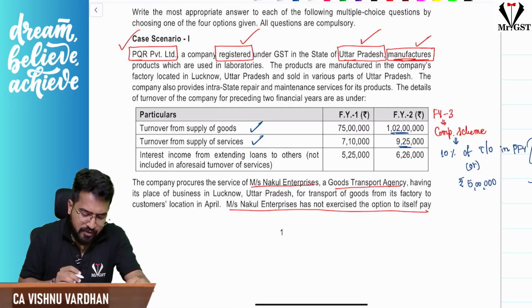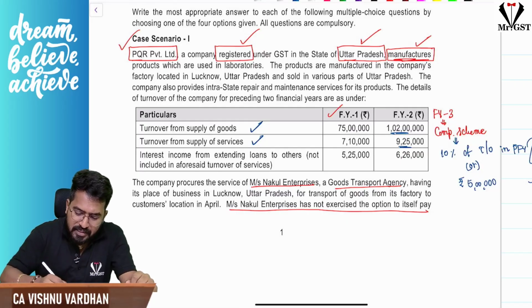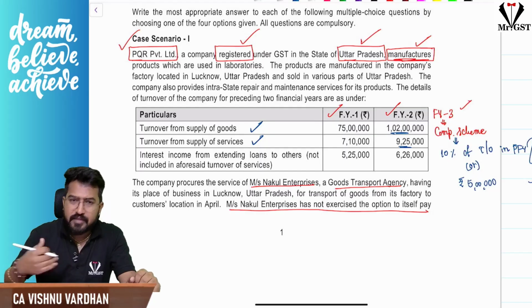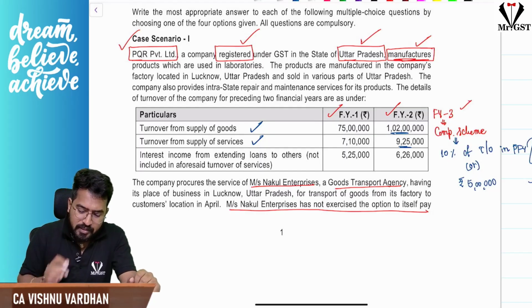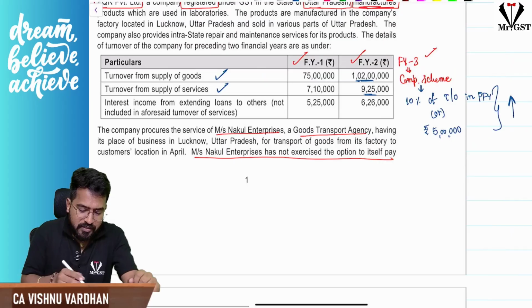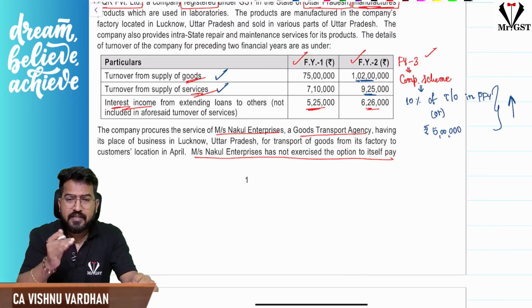Now, sir, he is manufacturing the products. They gave you information regarding financial year 1 and 2 and also 3 in the upcoming paragraphs. Here the interesting point is, they told this fellow is dealing with goods and services and also he got some interest income in financial year 1 and 2. And please understand, the question is about the composition scheme.